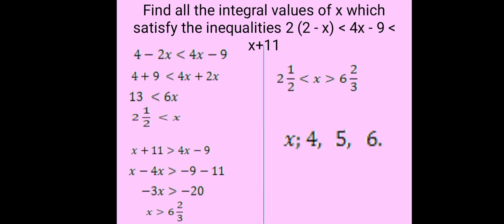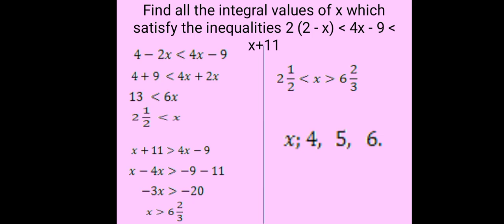Now sorry for the mix up. We know that x is greater than 2.5 and x is less than 6 and 2/3. So we can write that inequality and show that x is greater than 2.5 and x is less than 6 and 2/3.